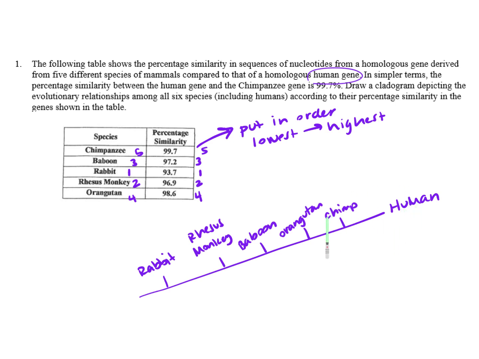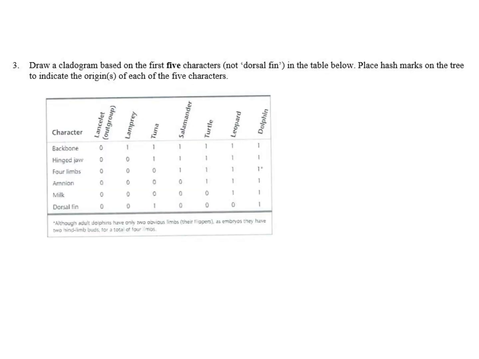So you see a chimp and a human are the closest, a human and a rabbit are the farthest. You can also see a rabbit and a rhesus monkey are more closely related than a rhesus monkey and a chimp. So it's showing you those evolutionary relationships. This next one says, draw a cladogram based on the first 5 characteristics. Don't use the dorsal fin.